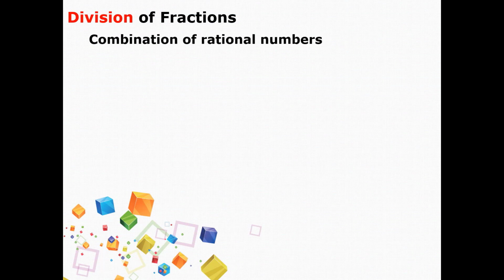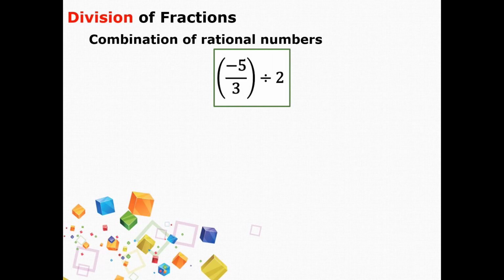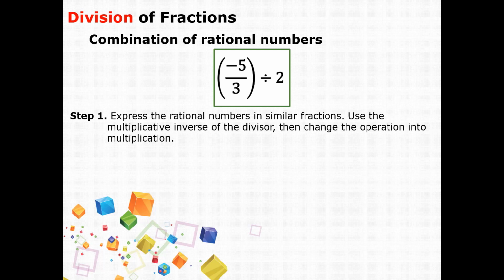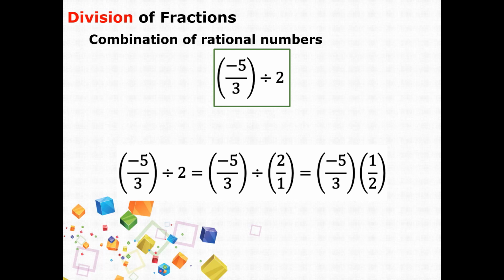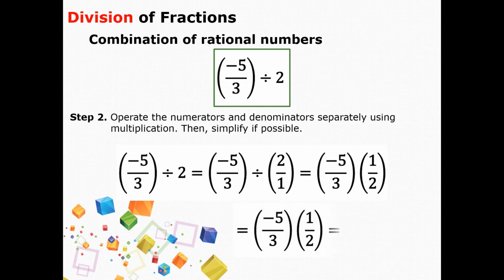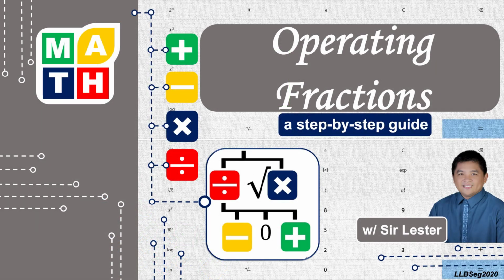To make division of a fraction to an integer easier, we may express the integer as a fraction. And if it's the divisor, get its multiplicative inverse. And then we simply multiply. These are the basics in operating fractions.